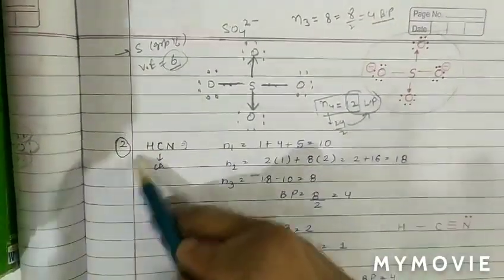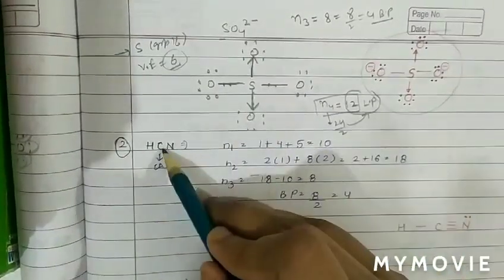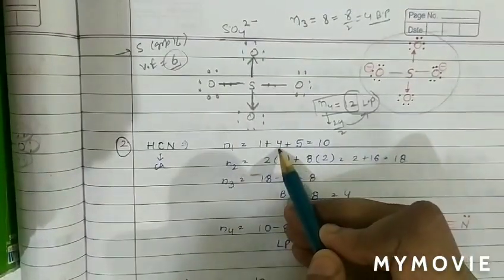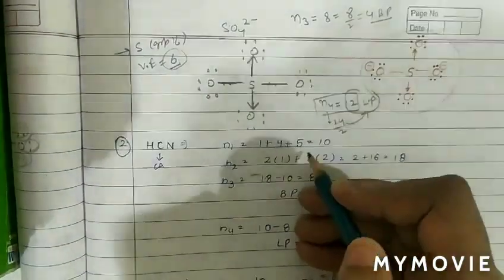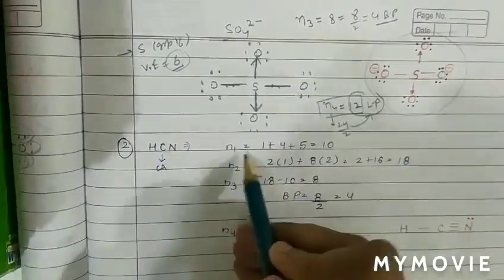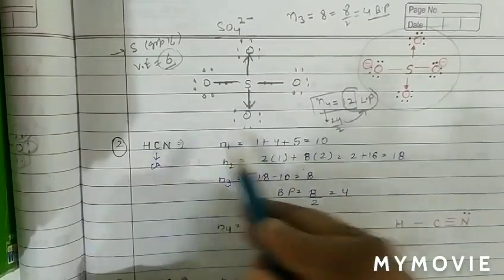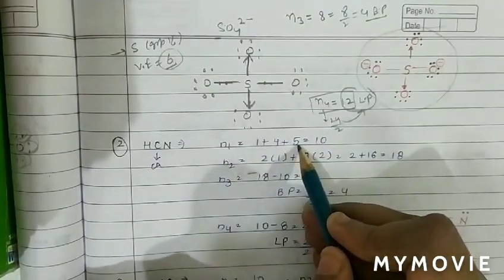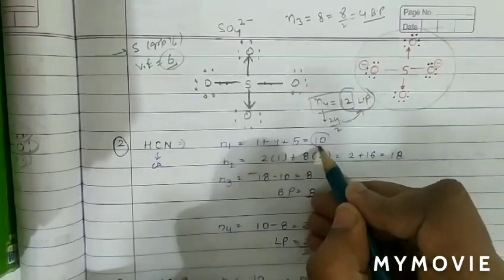First, calculate N1. The valence electron on a hydrogen atom is 1, on a carbon atom (group 14) is 4, and on a nitrogen atom is 5. So basically, the number of valence electrons, N1, is 10.